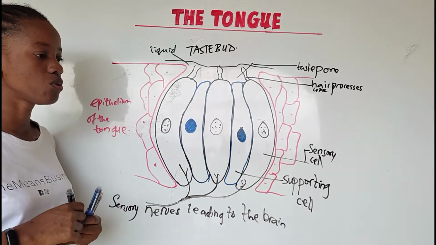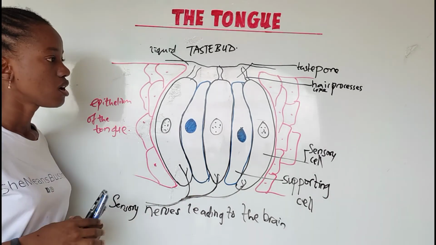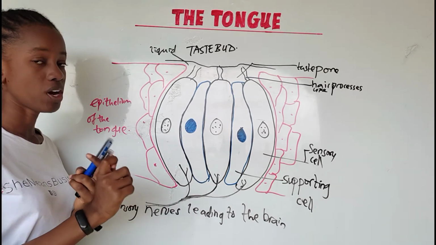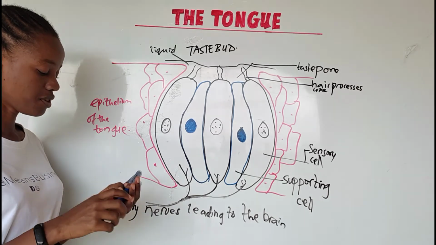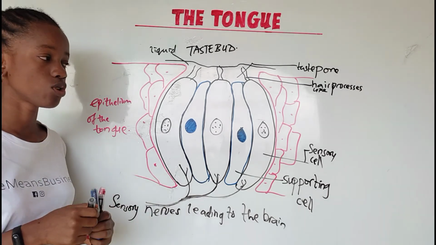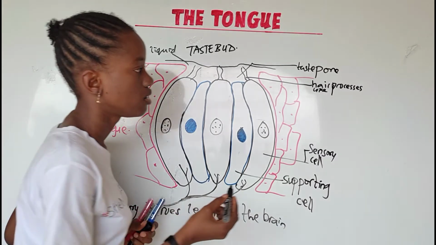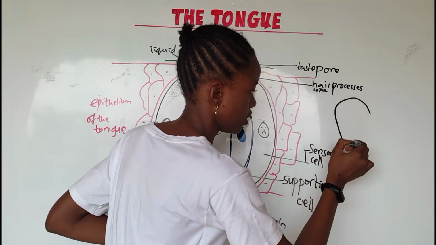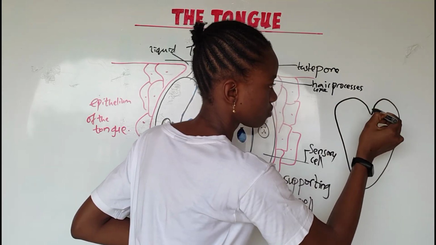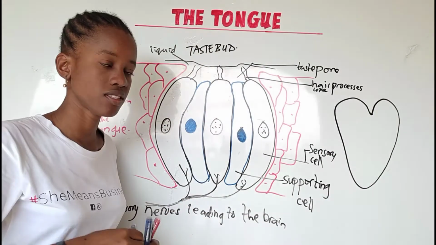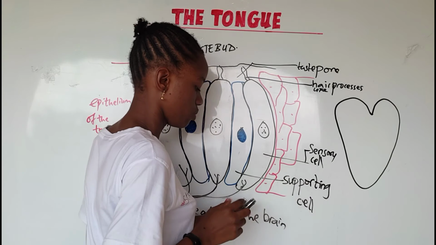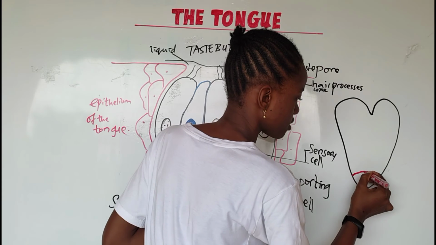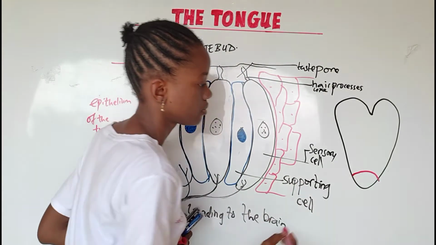Now we want to look at the four main types of taste. The four main types of taste are sweet, salty, sour, and bitter. So let's show the areas of the tongue that can detect these tastes majorly. Let's take this as the tongue. We are going to find out that the main part for tasting sweet is the tip of the tongue.